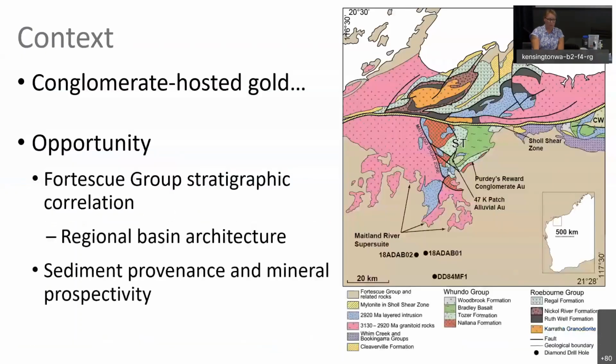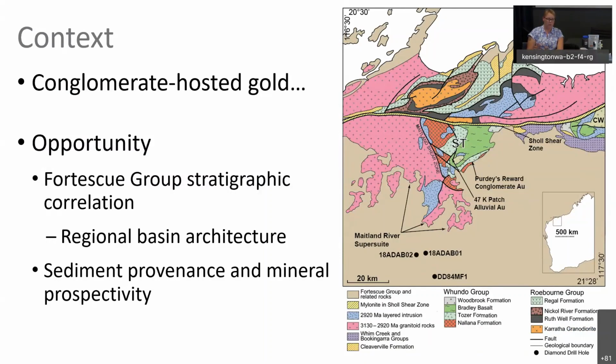So just a bit of geological context. We were looking at the Fortescue Group a couple hundred kilometers south of Karratha, in an area that has recently become famous for conglomerate hosted gold showings. So the new gold rush, people were finding gold in the rubble everywhere. And there's some old drilling from the 80s at the drill hole DD84MF1, which had some gold nuggets at the base of one of the conglomerate units.